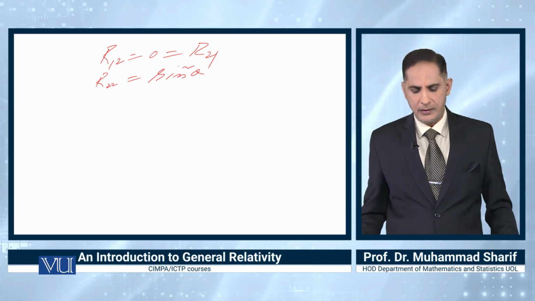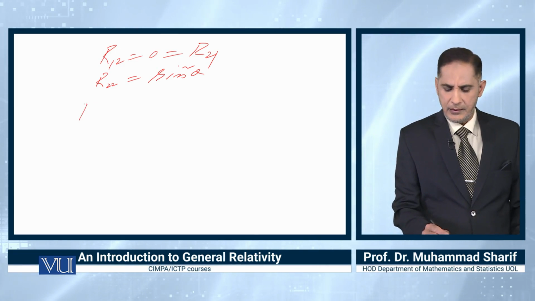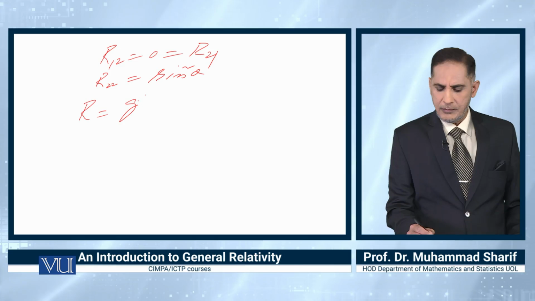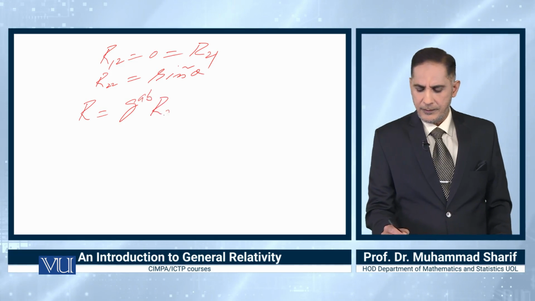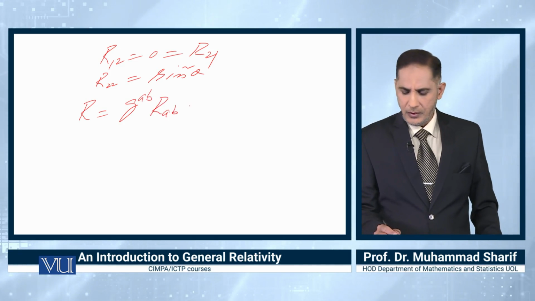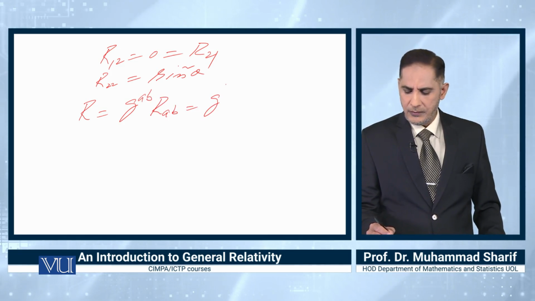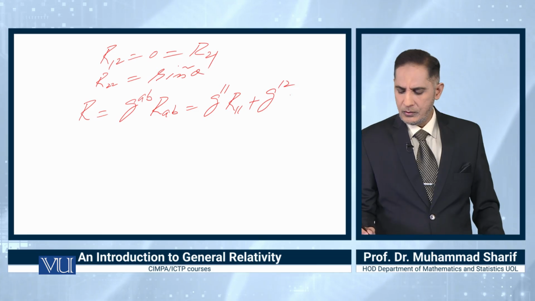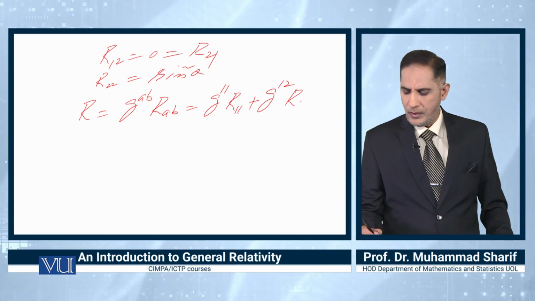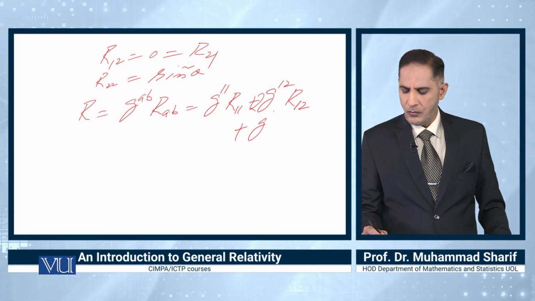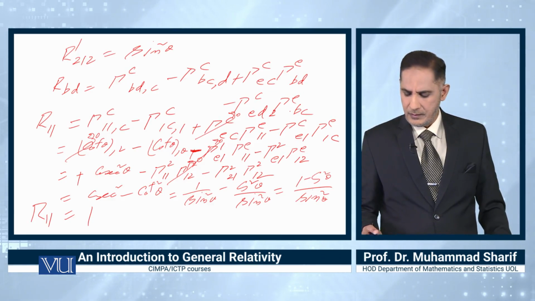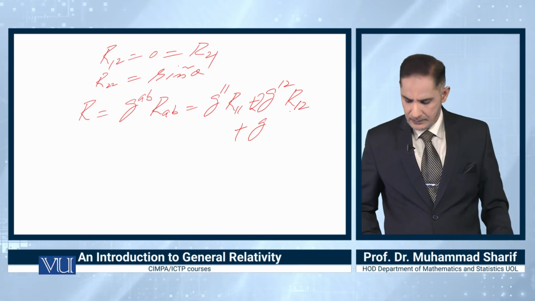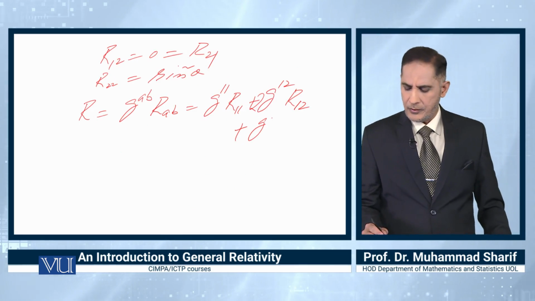Now, when we have the non-zero Ricci tensor, then we can write down the value of the Ricci scalar. As you know, Ricci scalar is equal to G^AB R_AB. So this means we have G11 R11, G12 R12 twice, plus G22 R22.